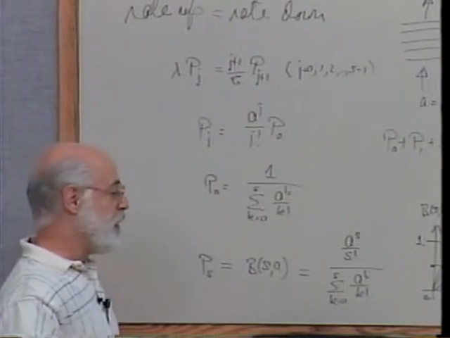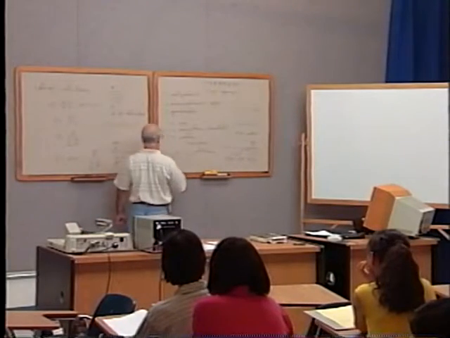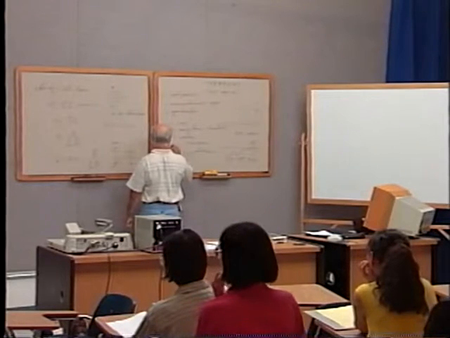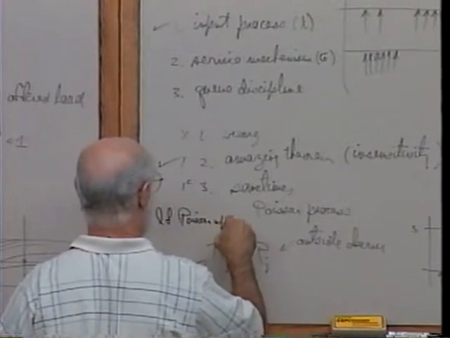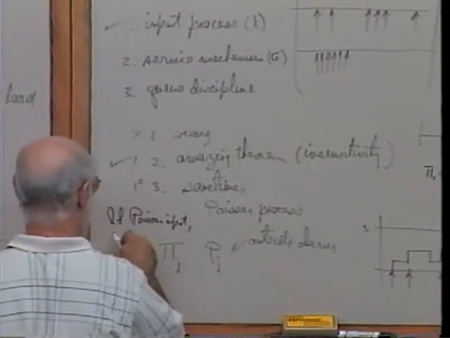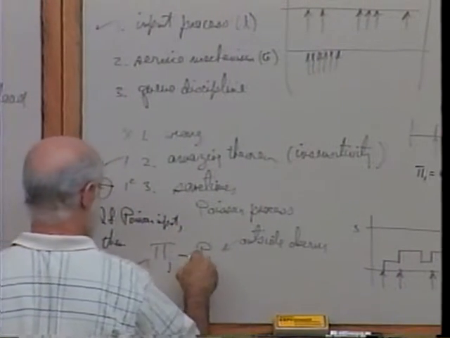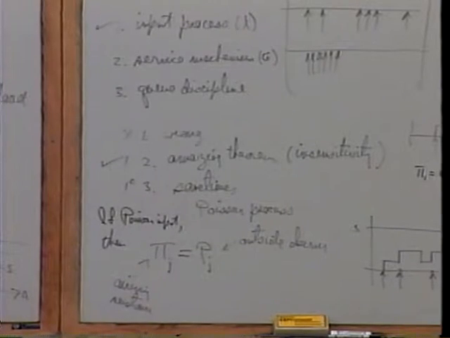Okay, the answer is that if you have Poisson arrivals, or if Poisson input, then they're equal. That's a major theorem.